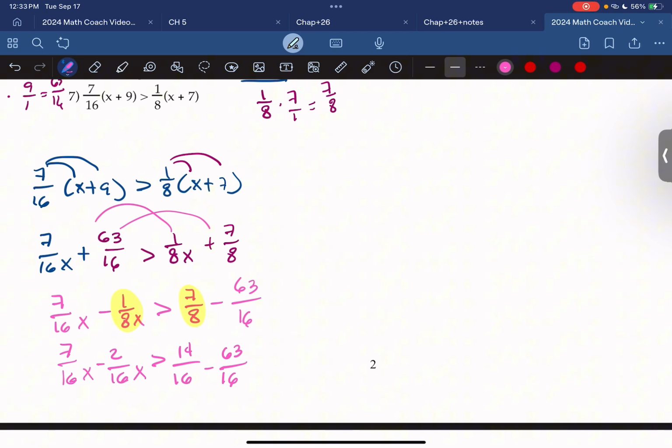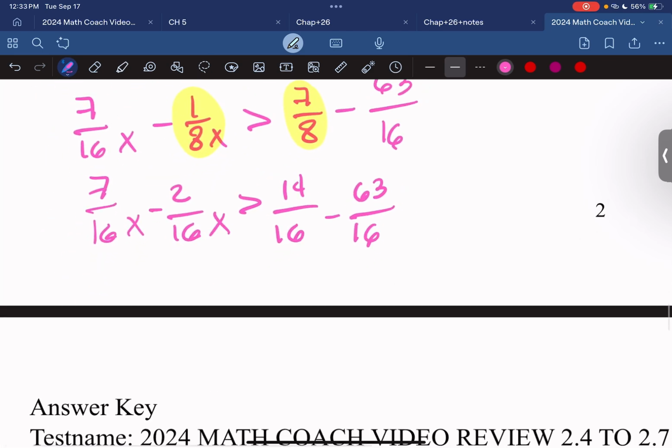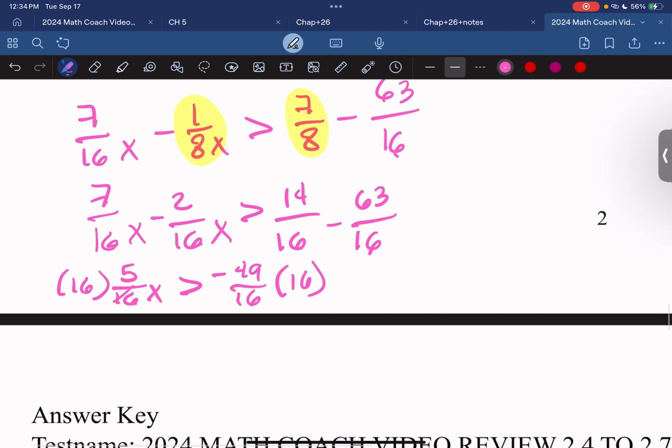Okay. Actually, let's do this on the bottom. 7 minus 2 is 5 over 16x is greater than 14 minus 63 is negative 49 over 16. Now let's get rid of those fractions by multiplying both sides by 16. So cancel, cancel, cancel, cancel.